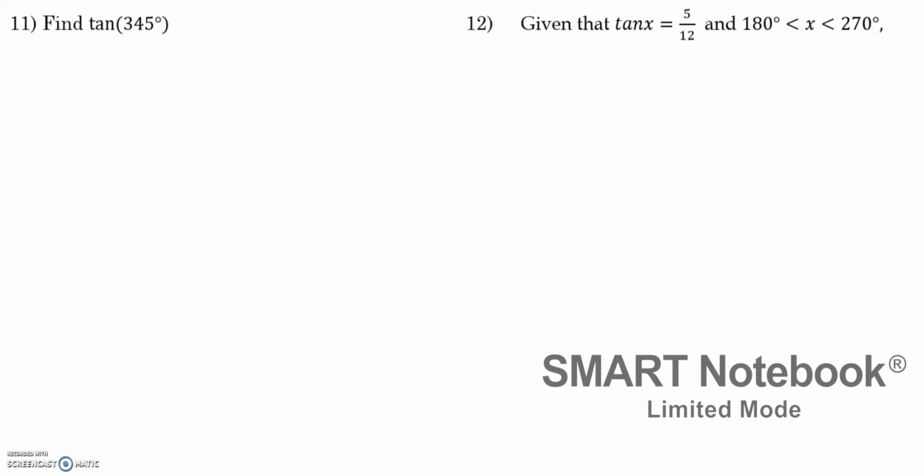Find the tangent of 345 degrees. So we are going to use a sum or difference formula here. So we need to figure out two angles that add or subtract to be 345. I am going to choose to do 120 degrees plus 225 degrees to get 345.